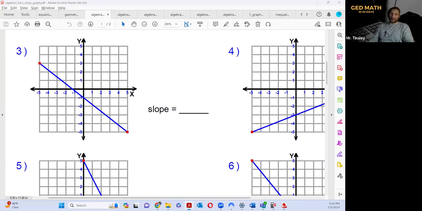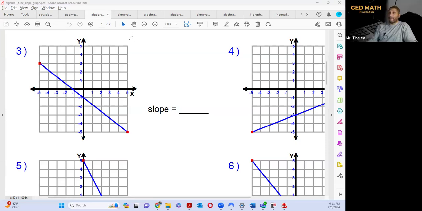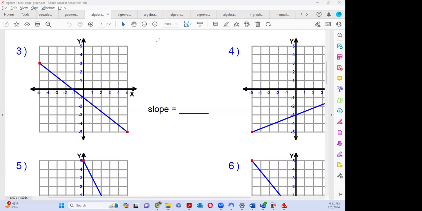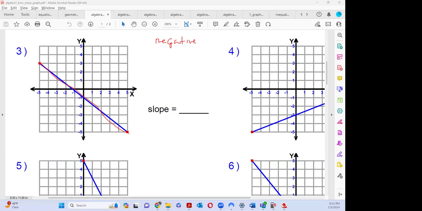First of all, I'm going to ask you a question. For number 3, is the slope of this line negative or positive? Negative. Javette, you said negative. Sharon, Rel, Brandy, negative. You're all 100% correct. From left to right, what direction is it going? It's going down. That's how you tell whether something is positive or negative.